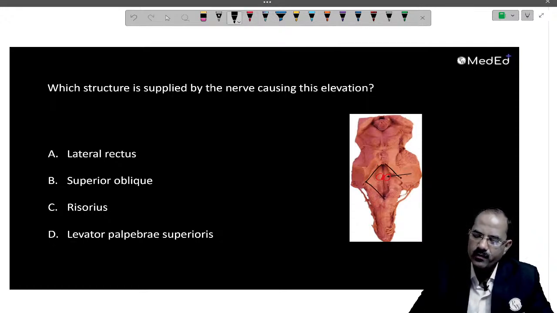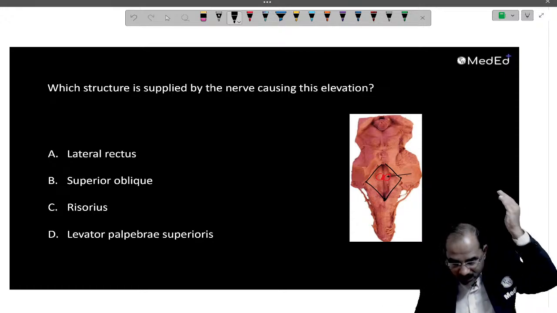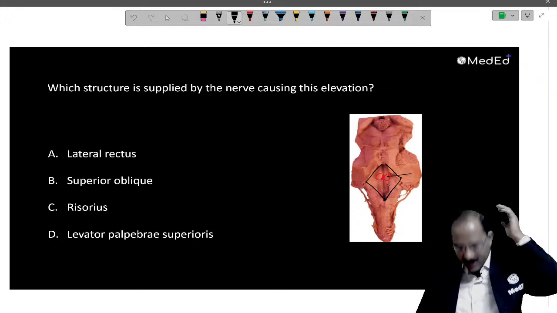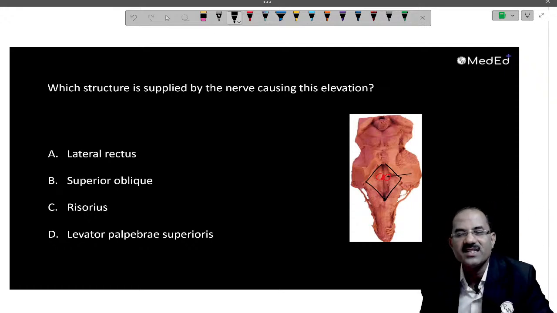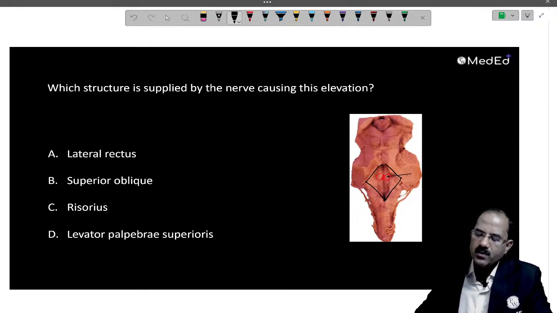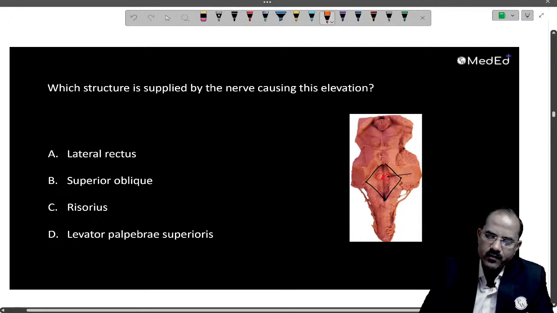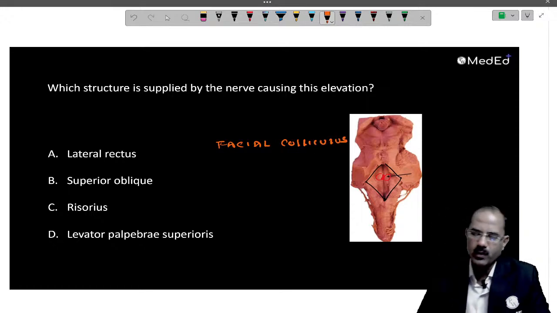This is the fourth ventricle, right? So what have we removed to see this fourth ventricle? We have removed the cerebellum. So what we are finding here is the floor of the fourth ventricle. So what is this elevation known as? This elevation is known as the facial colliculus.